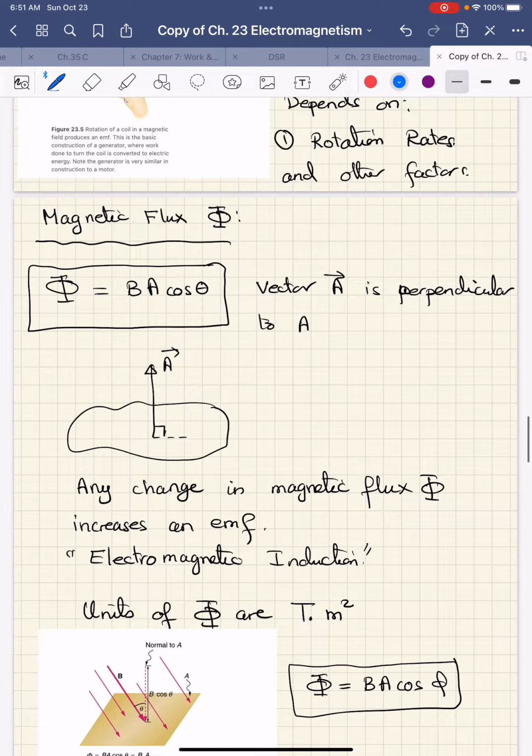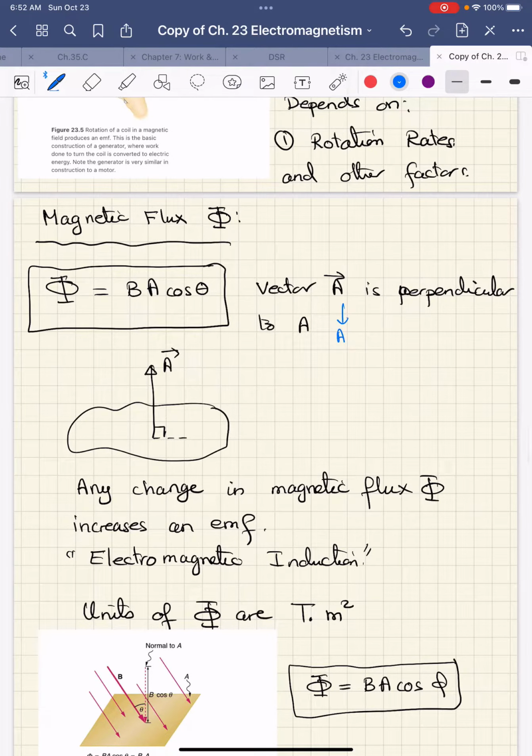Now, what is magnetic flux? We defined magnetic flux last lecture. That is phi. It is BA times cosine theta. And remember, we said that A is a vector, the area here. This is the area. It is a vector that is perpendicular to the area itself. It's not in the same direction as the area.